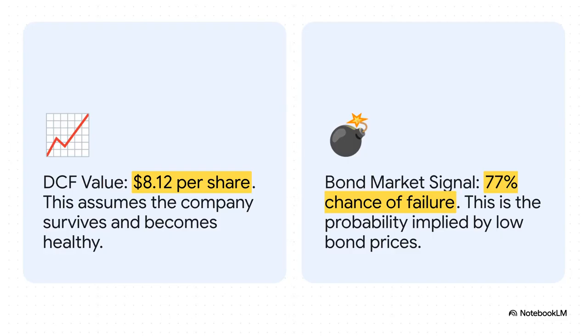And this is where the 2 stories just completely collide. A standard DCF valuation, the one that assumed the company would pull through and get healthy again, suggested the stock was an absolute bargain at over $8 a share. But at the exact same time, if you looked at the company's bonds, they were screaming a completely different story, an overwhelming 77% probability of bankruptcy.